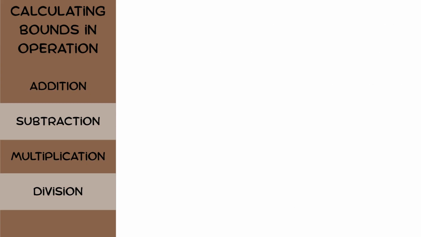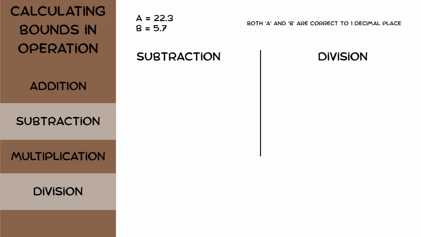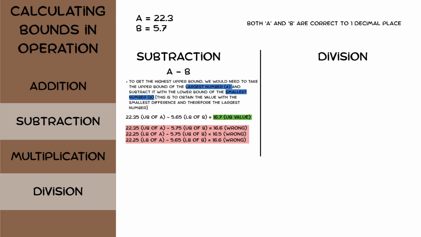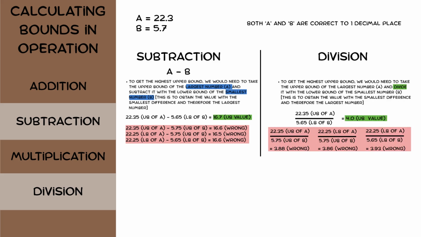For subtraction and division, on the other hand, we need to use more intuition. Let's say we have values a and b, and we want to find the bounds of these values when subtracted and divided. If written like this, to get the highest upper bound when subtracting, we need to take the upper bound of the largest number, or a, and subtract the lower bound of the smallest number, or b, from it. This is the same for division, written in this form. In the same way, for the lower bound, we would need to subtract the lower bound of a with the upper bound of b.